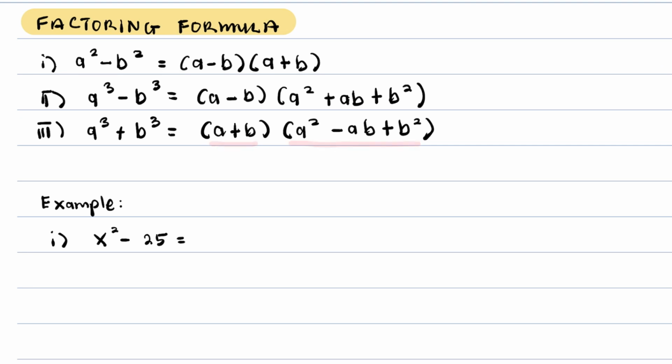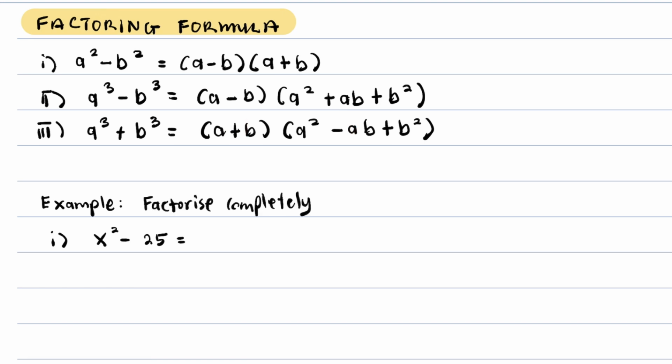So be very careful on this, the cubing part. If you have the minus, the linear factor is minus, but the middle part over here will be plus. If this one is plus, your linear factor is plus, and the middle part here will be minus, the opposite sign. Okay, now let's look at an example.